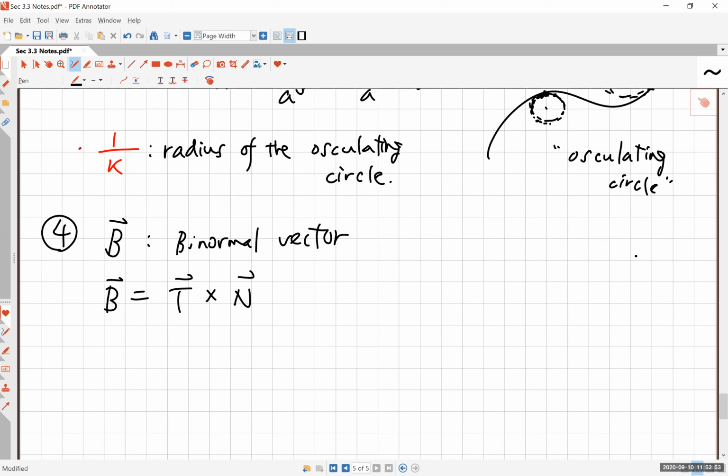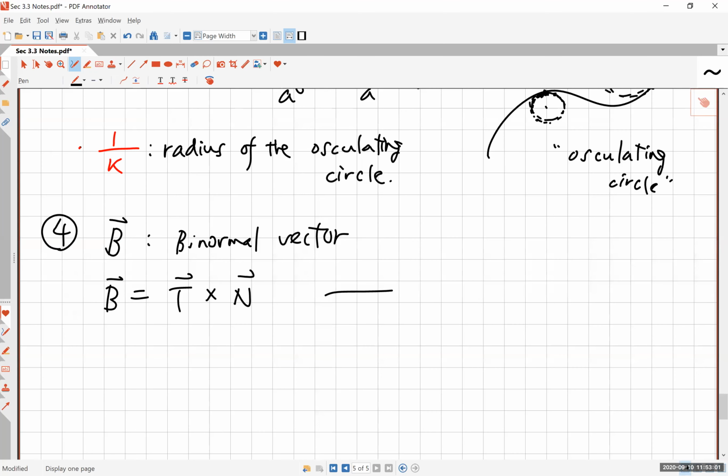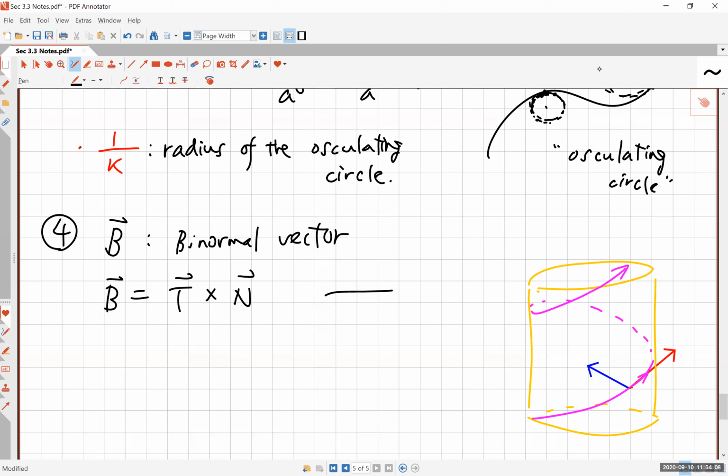All right, so what is that? Let's describe it this way. I will give you a circle and maybe I'll come back to it when I draw this. I think you can come up with a good idea of what this capital B is doing. Remember, this is a cross product of T cross N. T and N are both unit vectors. So T is like this one here. N, remember, points inward.